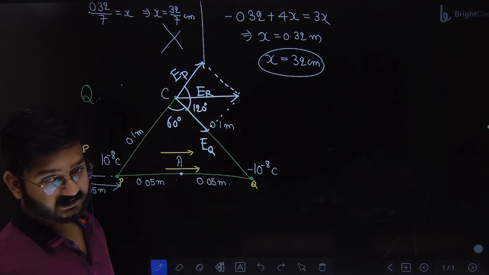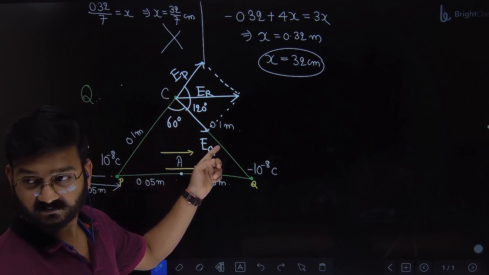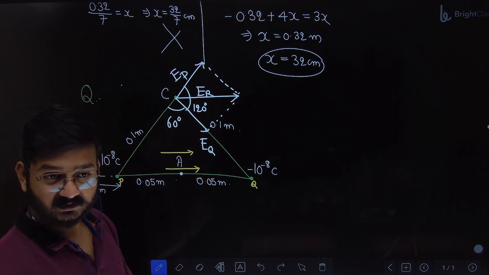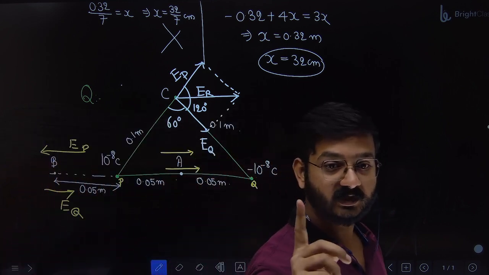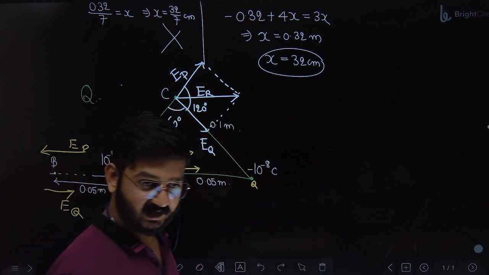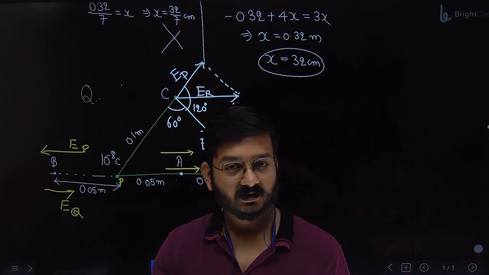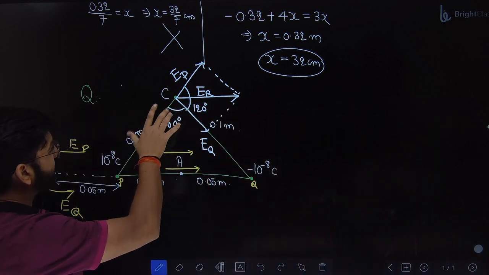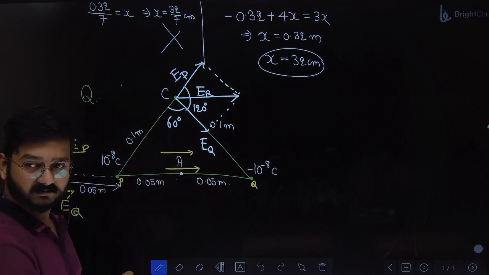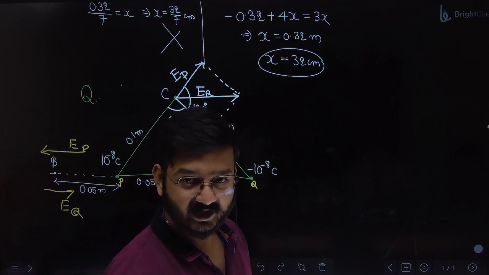If you remember the basics, what I told: when we have two equal vectors having angle 120, the resultant will be equal to one of the vectors itself. Yesterday we did it. F and F having 120 degrees, what was the resultant? F only. So the magnitude of EP and EQ, same or different? Same, because charge is same and distance is same.